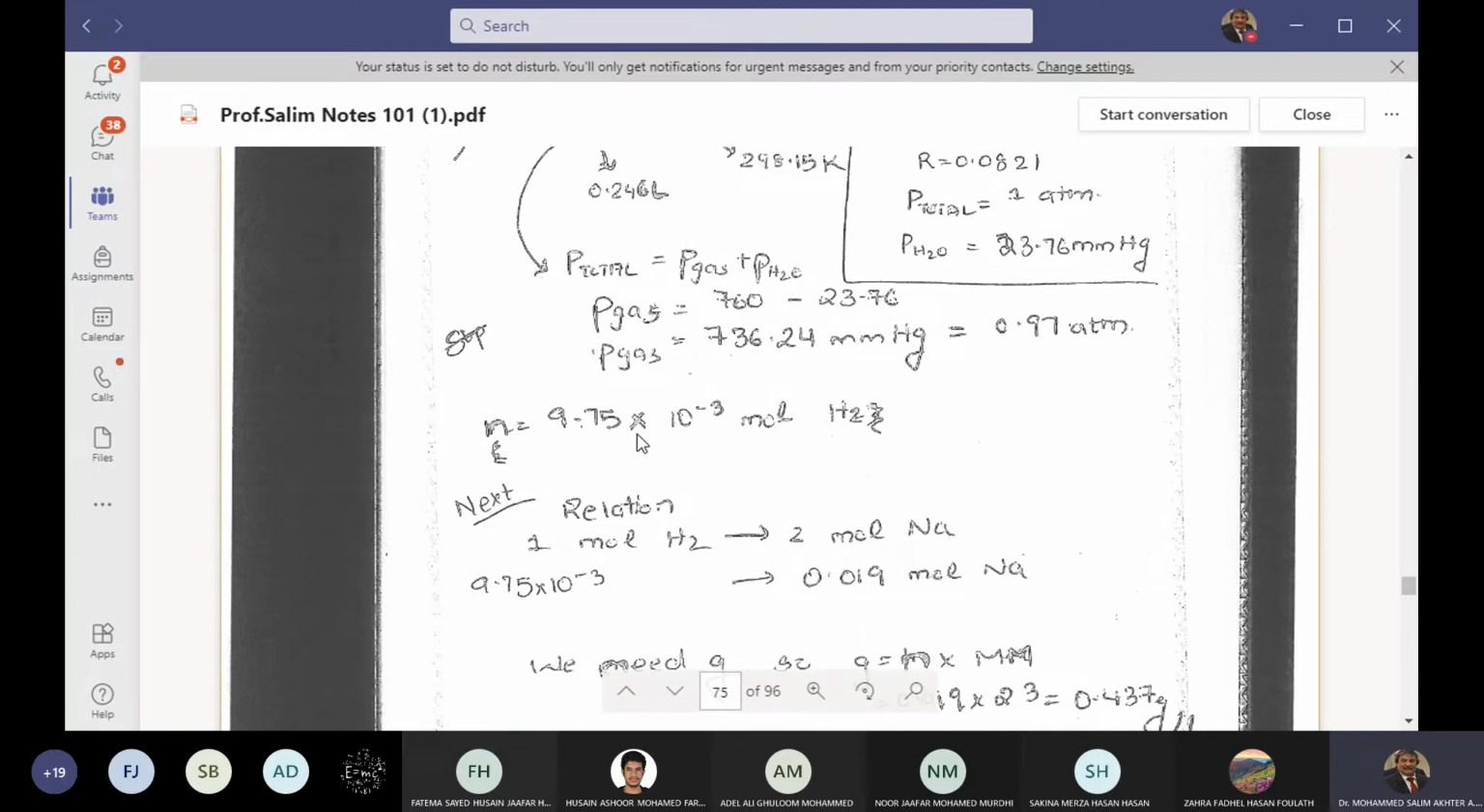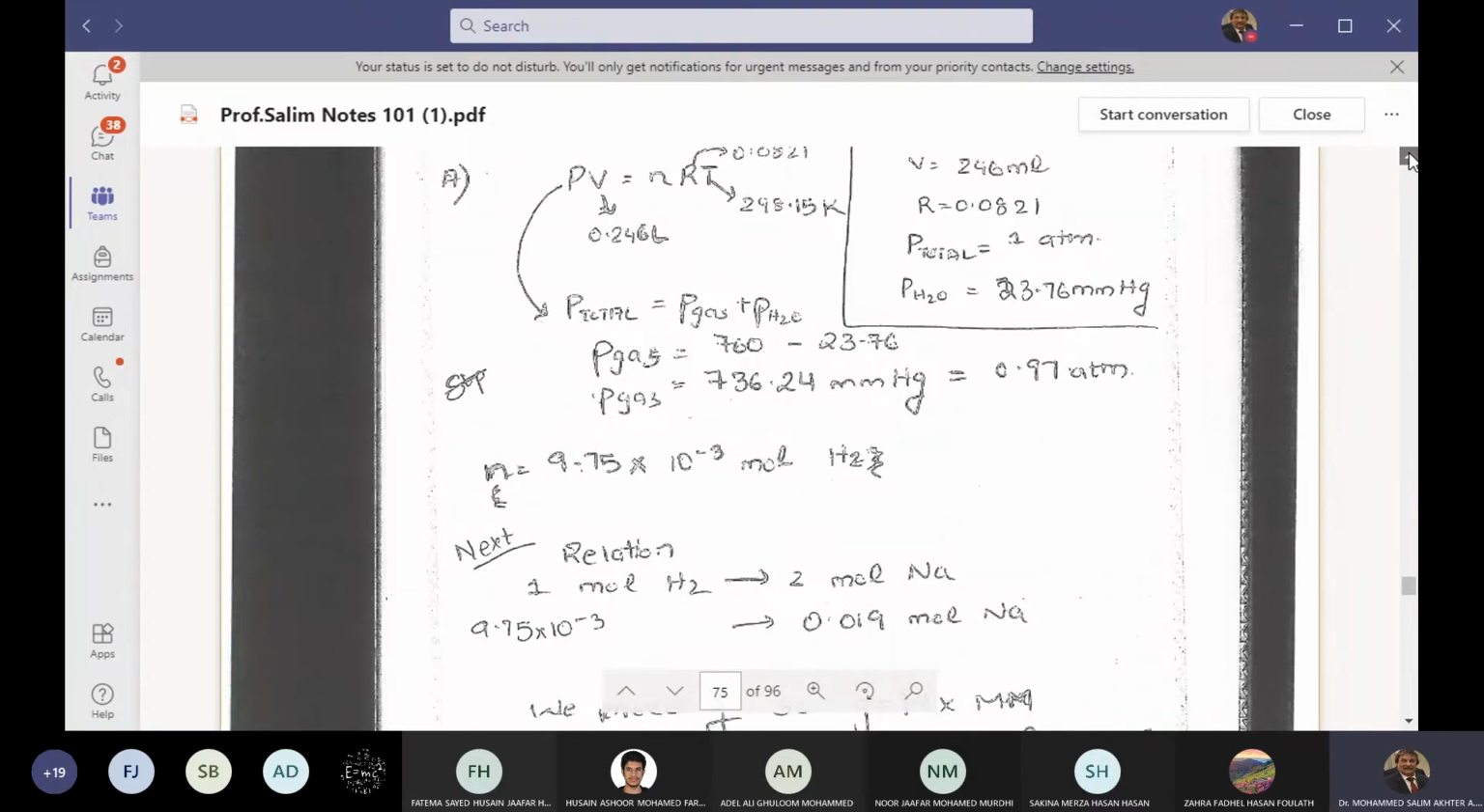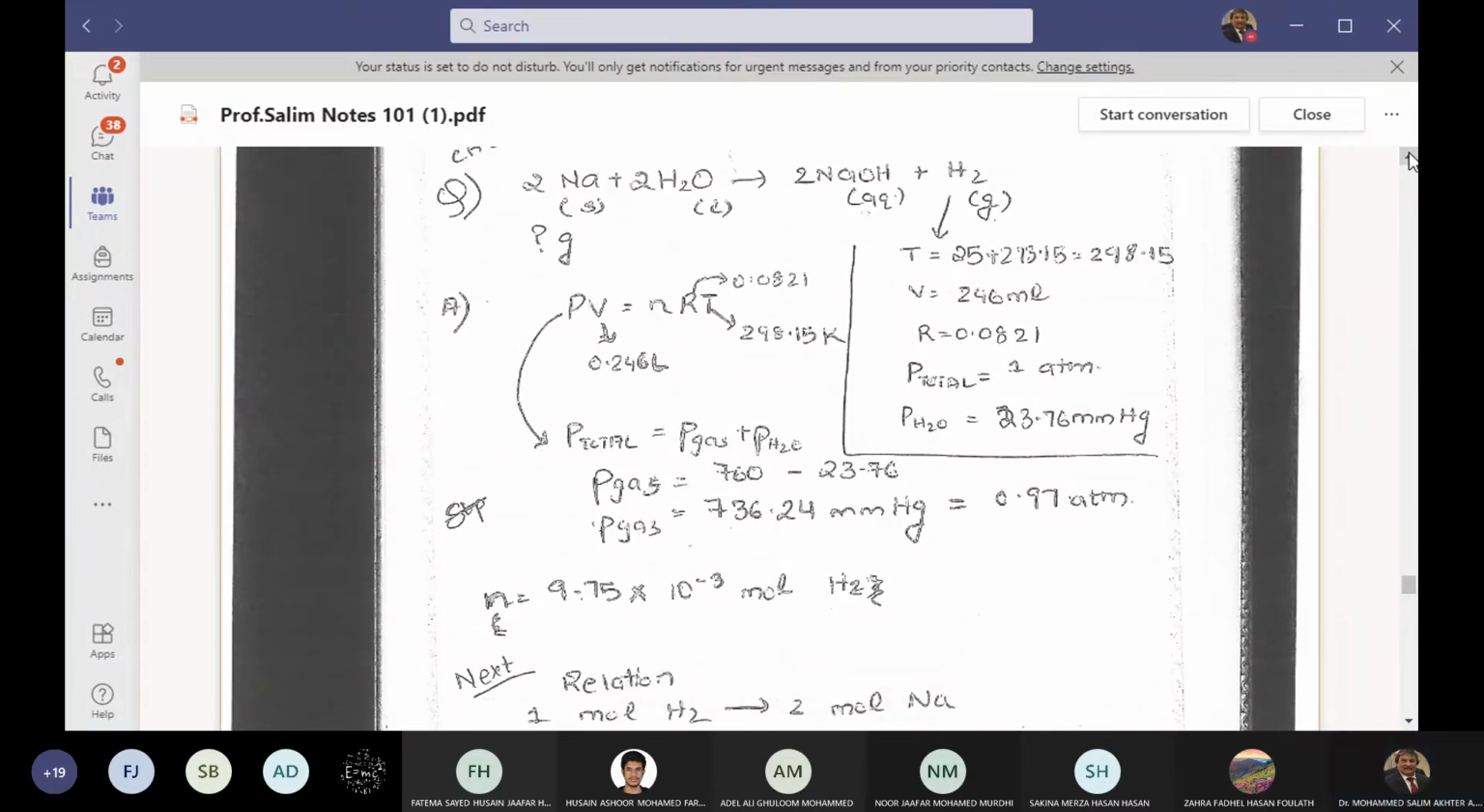So first we have to check, is this number correct? 9.75 × 10 to the power minus 3 mole. Please check. Is this number correct? All these chapters, especially solution, gases, and chapter 4, please, you have to be very, very careful. Yes, doctor, it is correct.